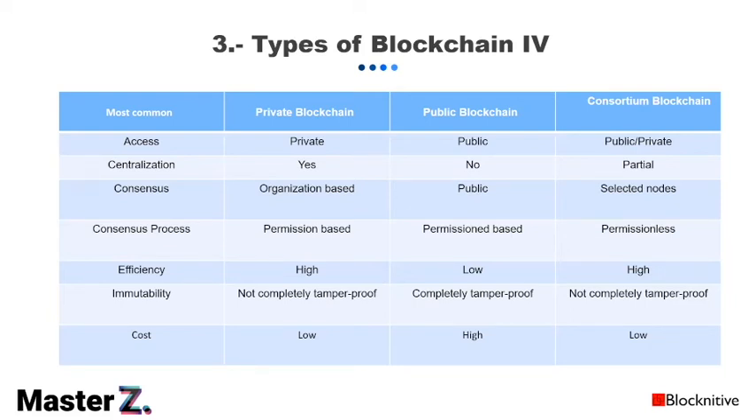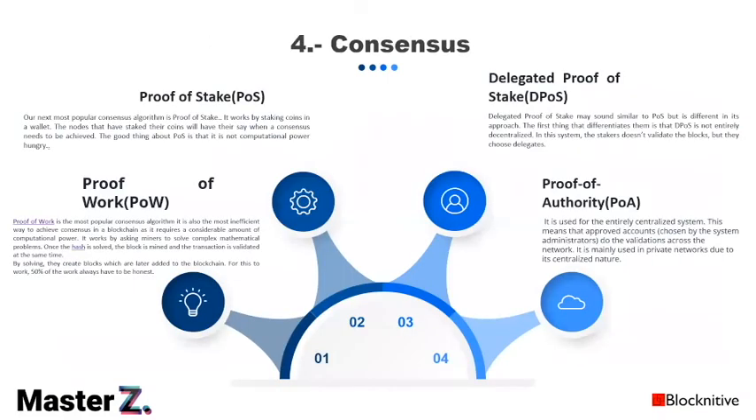Okay, now after having, I think, a deep understanding of how many blockchains we have and the differences between them, I'm going to try to explain a little bit about those consensus mechanisms. Consensus mechanisms are the rules by which those blockchain networks work. We have 4 main consensus mechanisms. Proof of work, as we were saying, is the most popular consensus algorithm. It is also the most inefficient way to achieve consensus in a blockchain. And it works by asking the miners to solve complex mathematical problems.